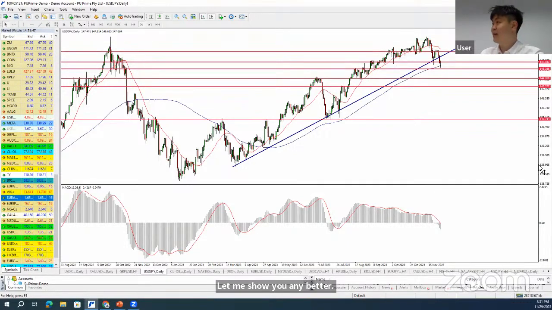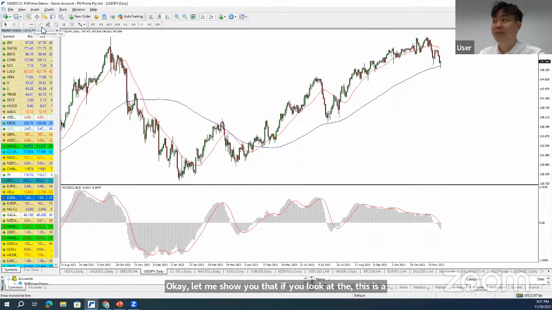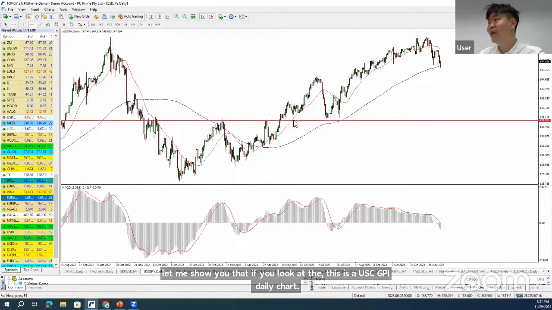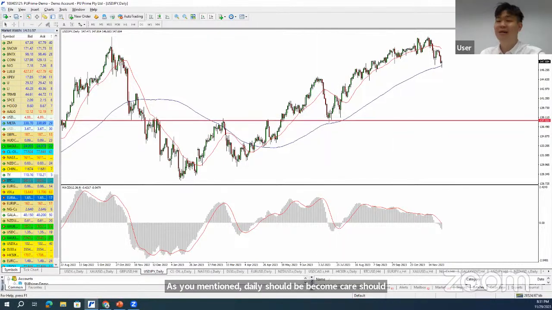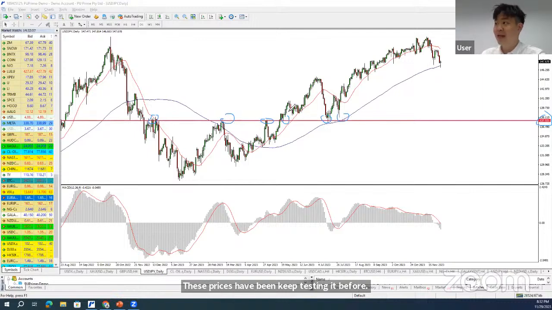Okay, let me show you. If you look at this, this is a USD JPY daily chart. As you mentioned, daily should become clearer. Should provide a clearer picture. So now we draw the support level right here. How can we draw the line? Why I draw the line around here is because you can notice on the chart, these prices have been testing it before. So once you draw it, and then you can just focus on the candlestick pattern.